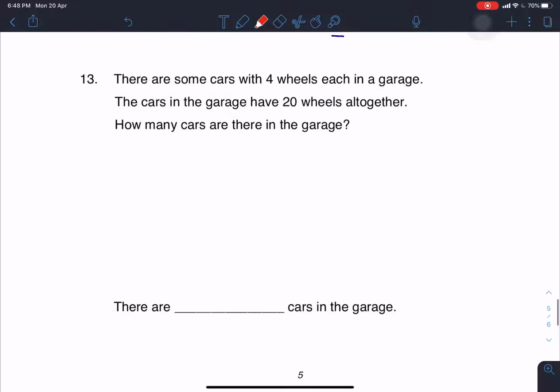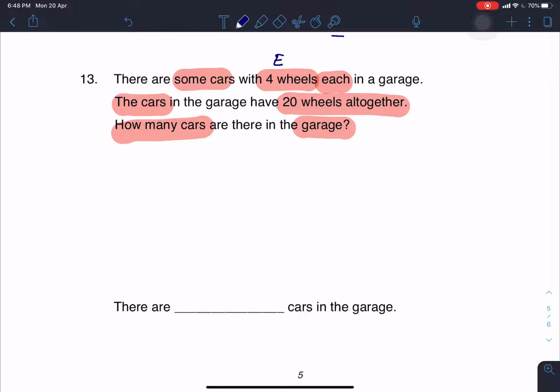Okay, question 13. There are some cars with 4 wheels in each garage. The cars in the garage have 20 wheels altogether. How many cars are there in the garage? Okay, so now we know that some cars have 4 wheels each. So we have E. The cars in the garage have 20 wheels altogether, which means this is the total. So how many cars are we looking for in the garage? So we are finding out the number of groups.